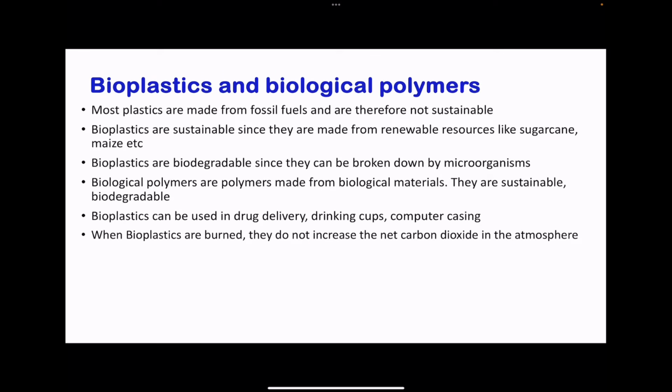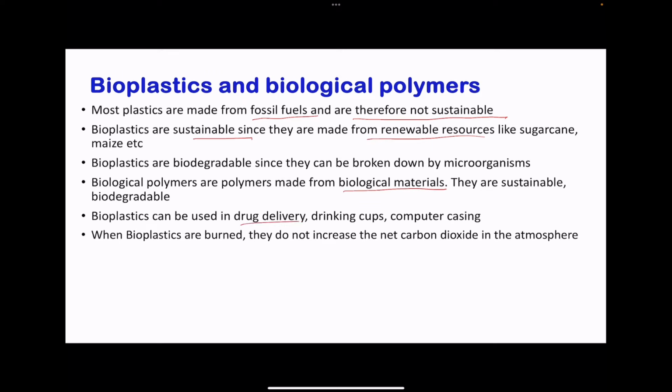Moving on to bioplastics and biological polymers, they can ask you about the benefits of using biological polymers in comparison to using synthetic polymers. Like we already know, most plastics are made out of fossil fuels, but these cannot be sustainable because they are not renewable. However, bioplastics can be sustainable because they are made from renewable resources like sugarcane as well as maize. These bioplastics are also biodegradable, meaning they can be broken down by microorganisms.